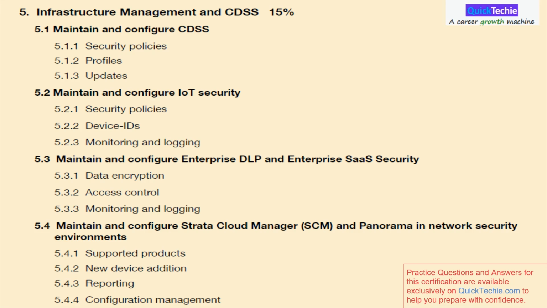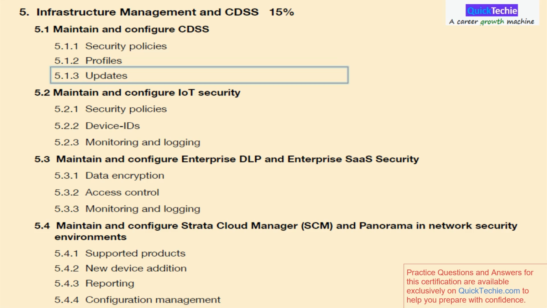5.1.2. Profiles. Explanation. Security profiles within CDSS are predefined or custom sets of security settings that can be applied to policies. These include profiles for threat prevention, like antivirus, anti-spyware, and vulnerability protection, URL filtering, and file blocking. Scenario. For your policy allowing access to the corporate CRM, you would apply a strict threat prevention profile to inspect all traffic for malware and an appropriate URL filtering profile to block access to known malicious sites that might be linked from within the CRM.